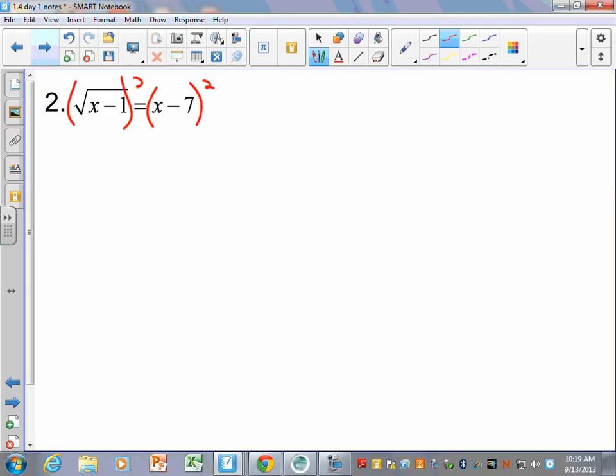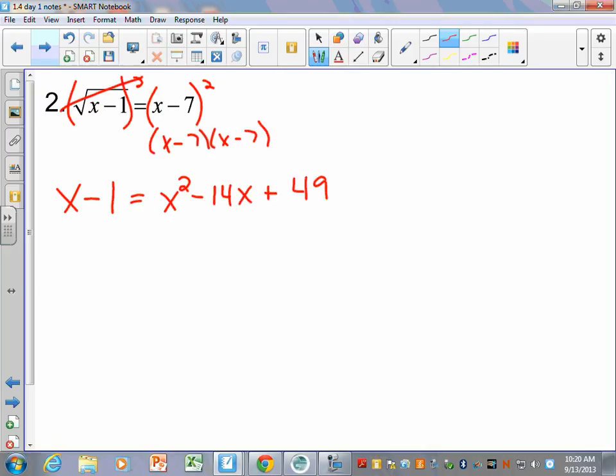We can see how there's a little more work to do in this one. Oh, FOIL. So on this side it's easy because the square root of something squared is just x minus 1. But on this side, x minus 7 squared is not just x squared plus 49, right? That's x minus 7 times x minus 7, so you need to actually FOIL that out. And we get x squared minus 7x minus 7x, which is minus 14x in the middle, and plus 49.